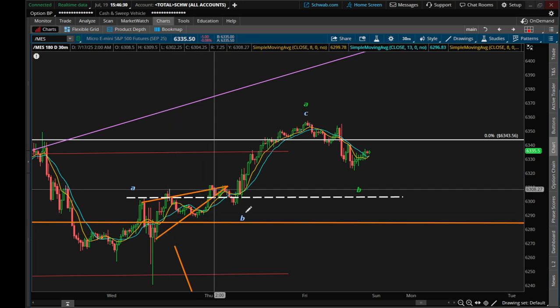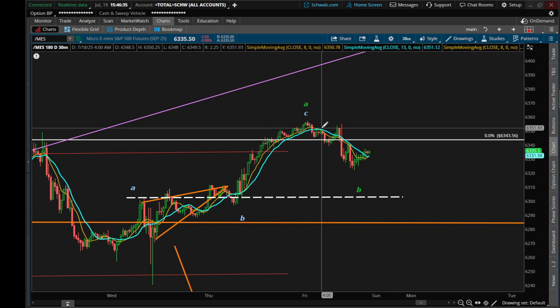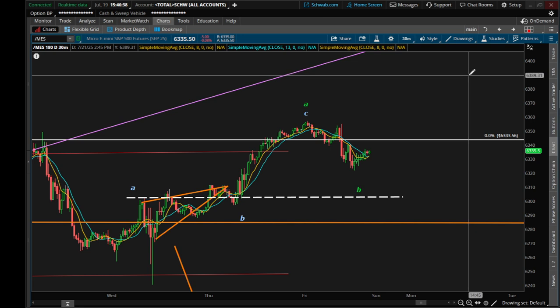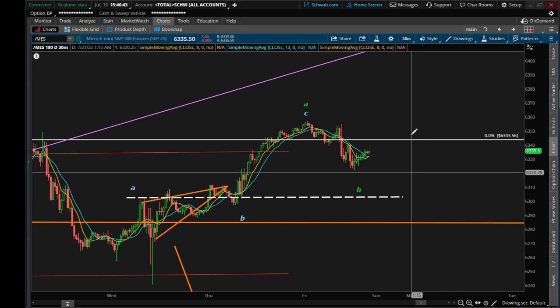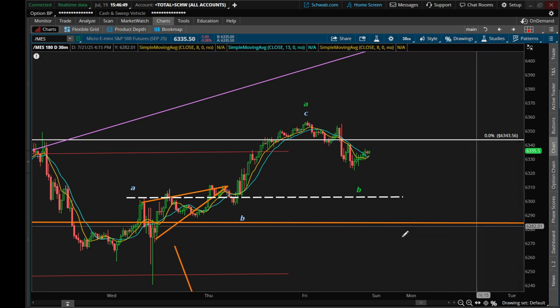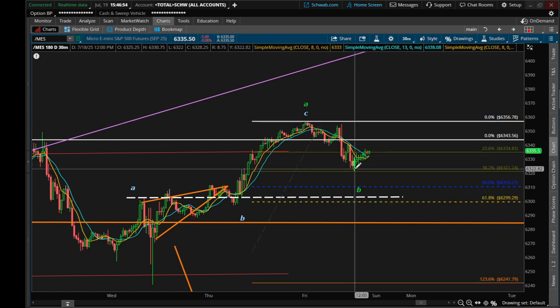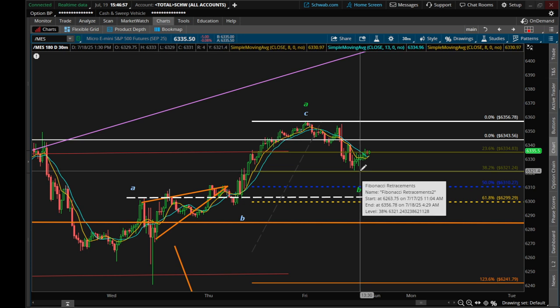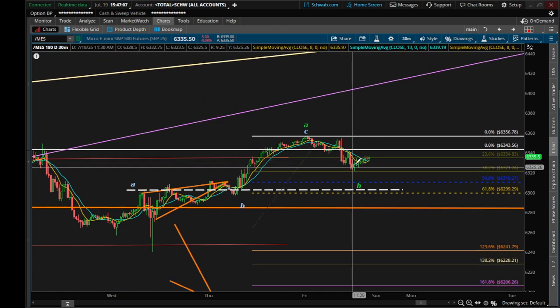Okay, an A, B, C, D, E here, and then up in C. Now the question is, is this correction complete and we're making another leg higher, or do we need another 1, 2, 3, another swing down to make a C leg down? Because the correction is right on the 38.2. So it could go either way. Honestly, I think we need to go higher.